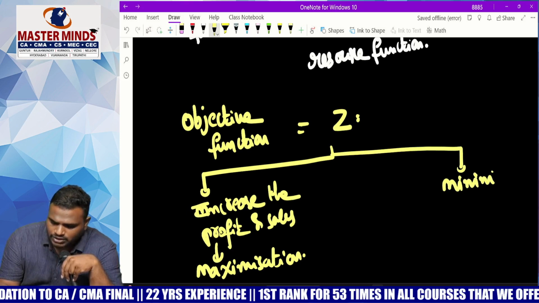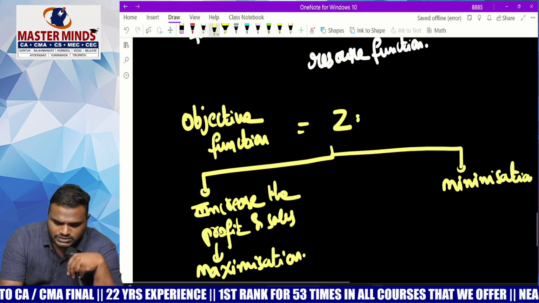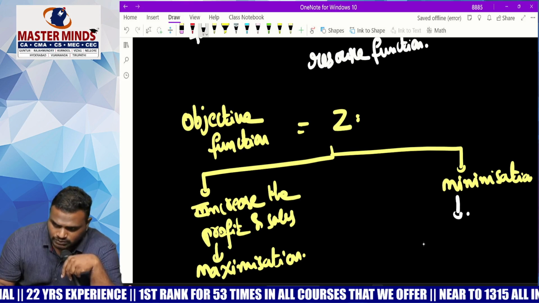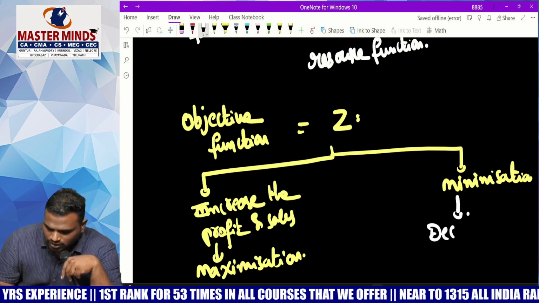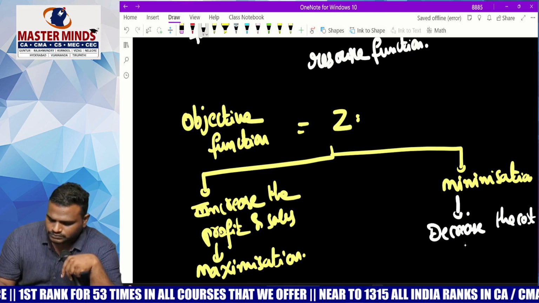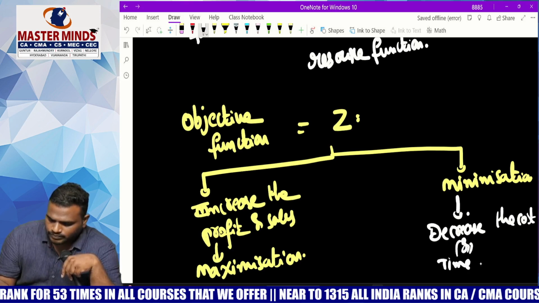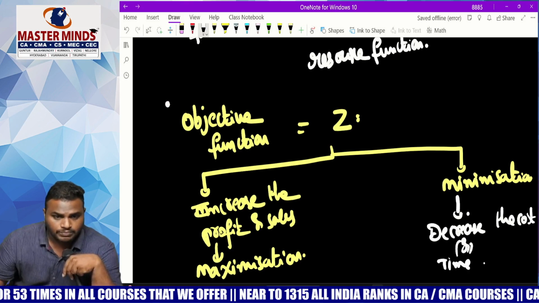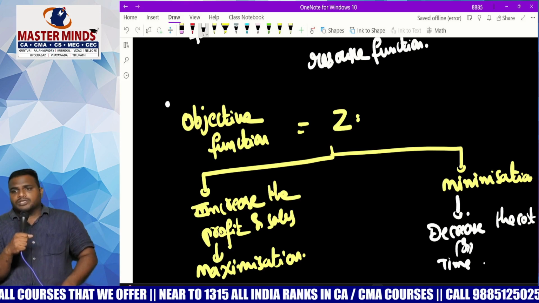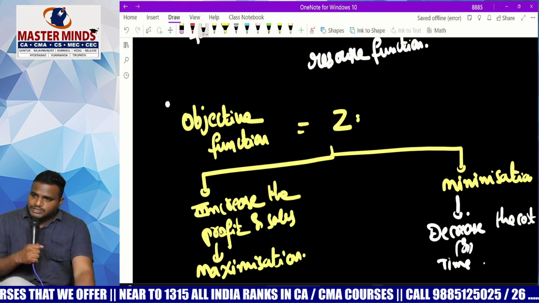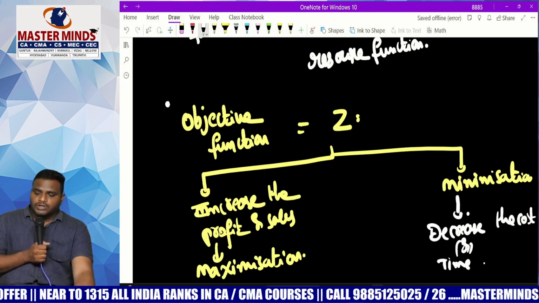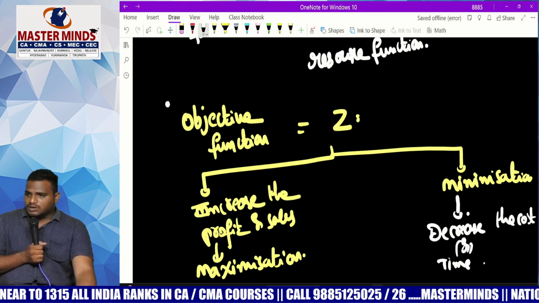What is the meaning of maximization? Increase the profit or increase the sales. What is the meaning of minimization? Decrease the cost or time. Any organization has 2 objectives, either maximization or minimization.